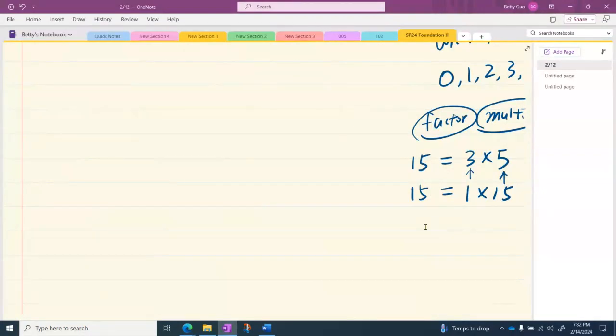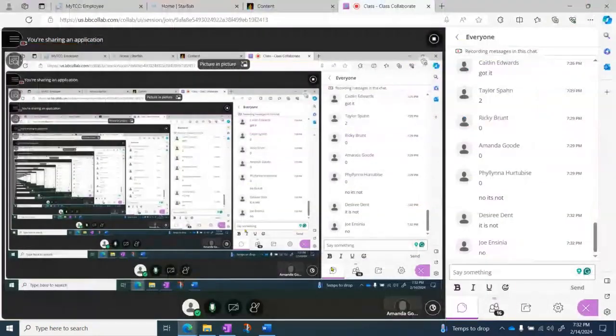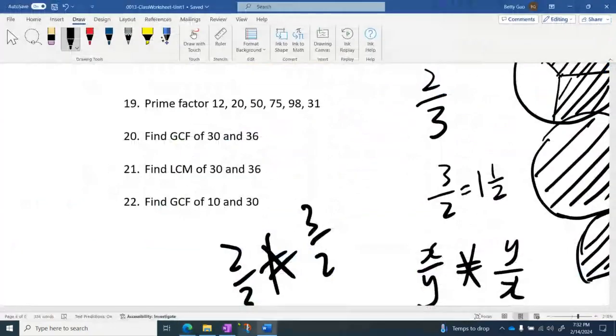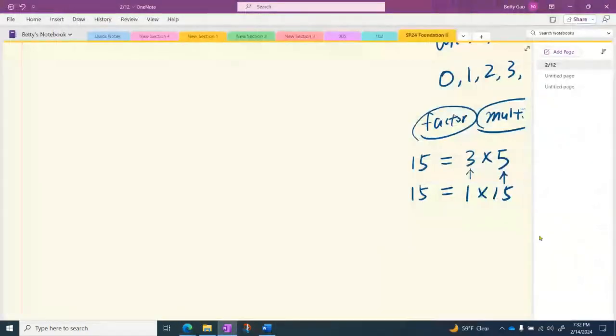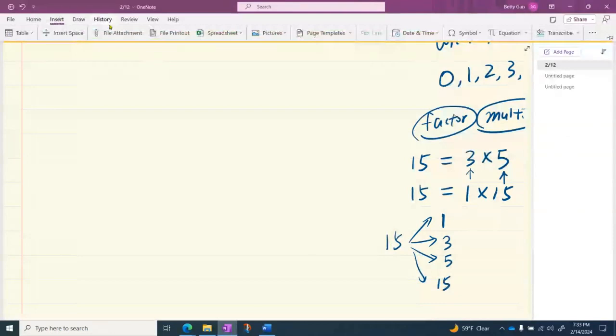Yeah, let me repeat the definition. In order to be a prime number, the number can only have 2 different factors. The 2 different factors are 1 and itself. No, yeah, you're right. Very good. Exactly. 15 has 4 different factors: 1, 3, 5, 15. Okay, besides 1 and itself.